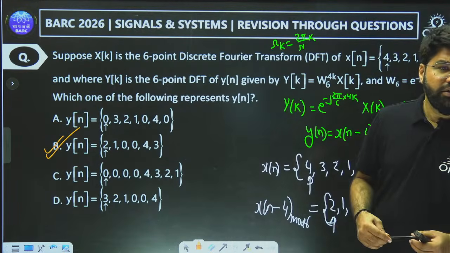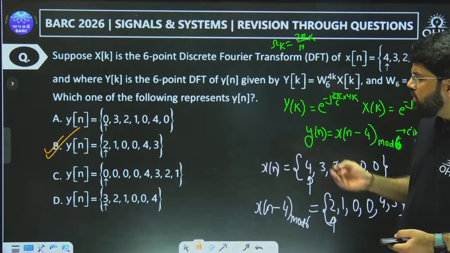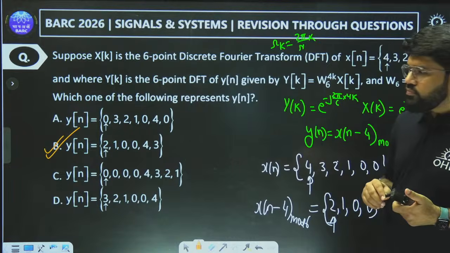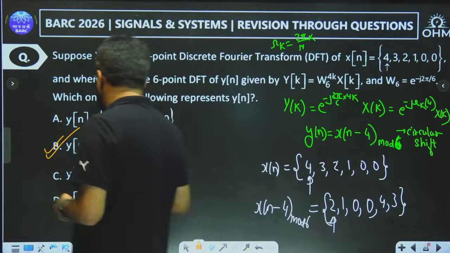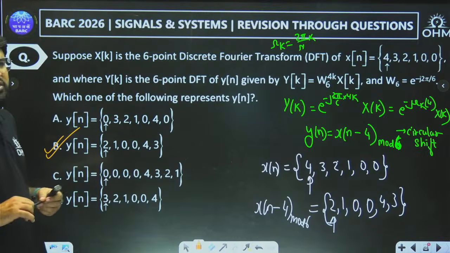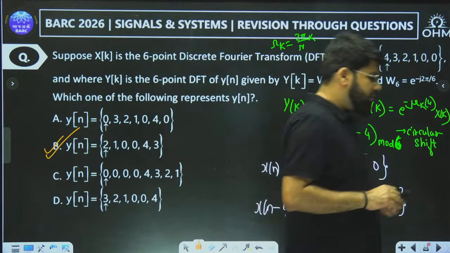Correct answer, Mehak Gupta here. Or I think that is the answer to the previous question, or what? This one. Okay, again it is B. 2, 1, 0, 0, 4, 3. Circular shift. Okay, modular shift, circular shift.